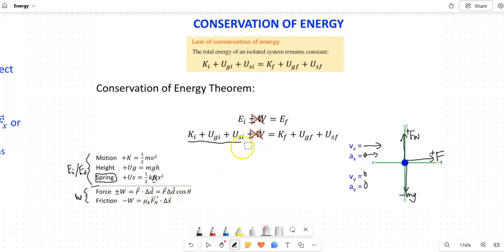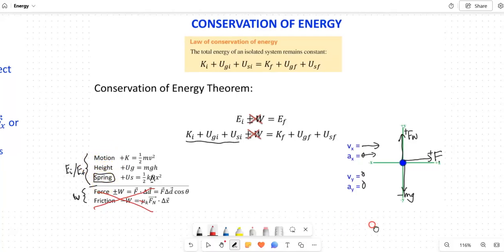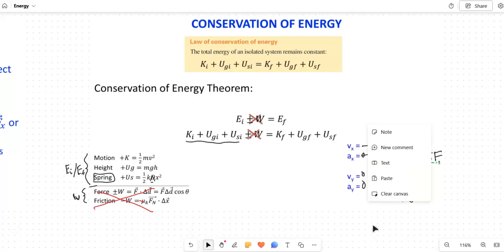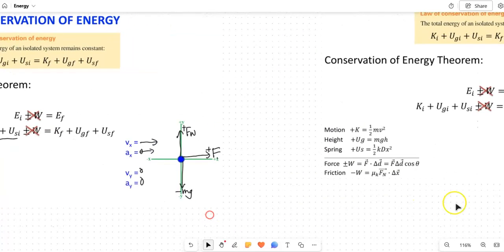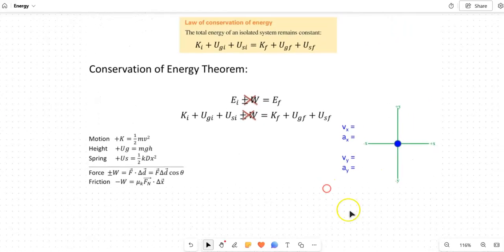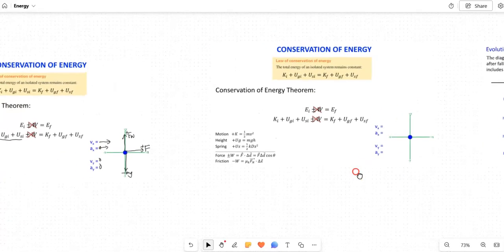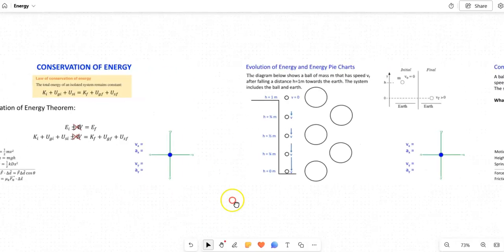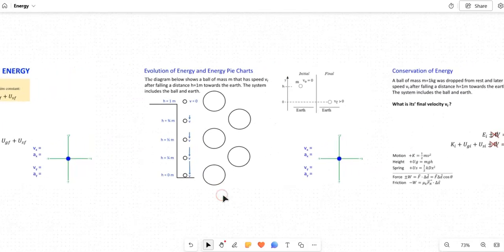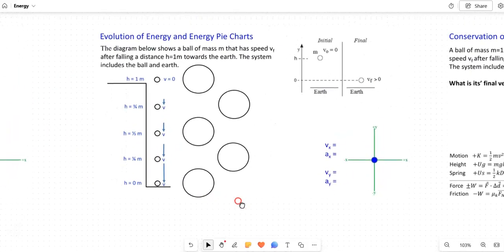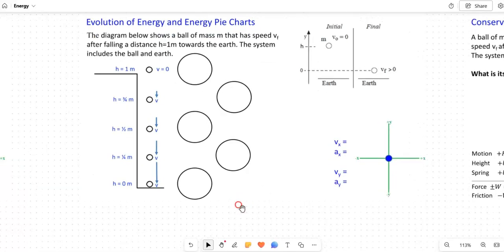But for right now, we're not going to really worry about these outside work functions right now. We're only going to be dealing with motion, height, and springs. Okay? And we'll talk about the procedure. I don't know why that is down there twice, but that's weird. All right. So let's talk about what the evolution of this is.